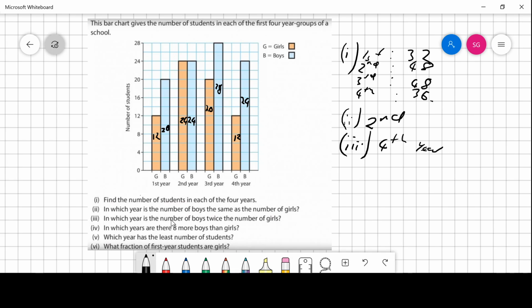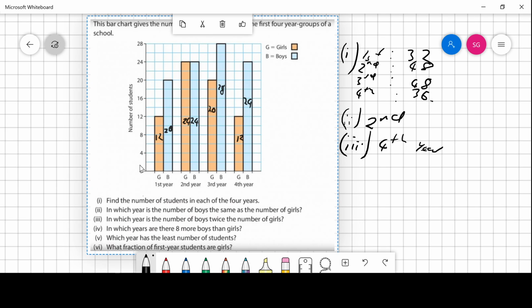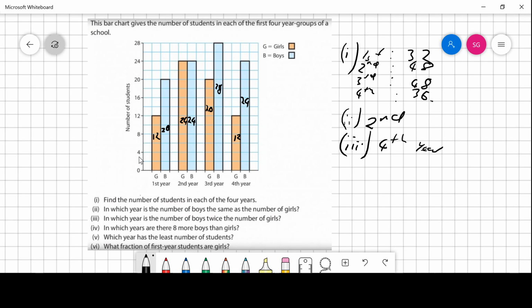In which years are there 8 more boys than girls? So we want one that's 8 higher, and we know each block is going to be worth 2 in this. Okay, so we can see that it goes from 0 to 4, so we know that part is 2. That part is 2, so each block is worth 2. So we can see that this one here has 8 in difference. So we're going to go, okay, third year.